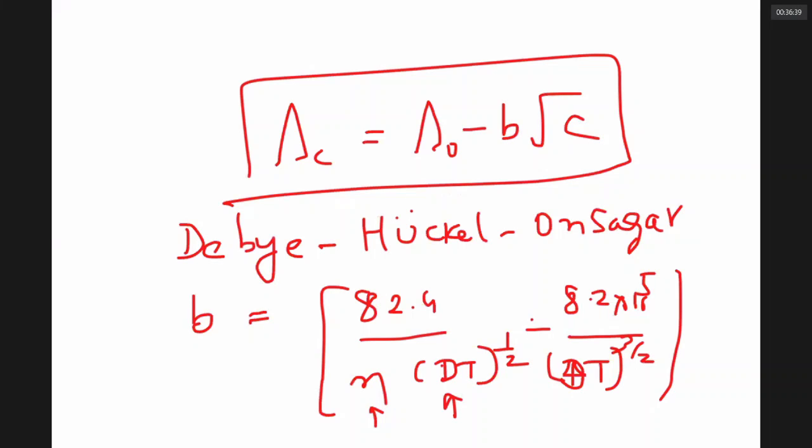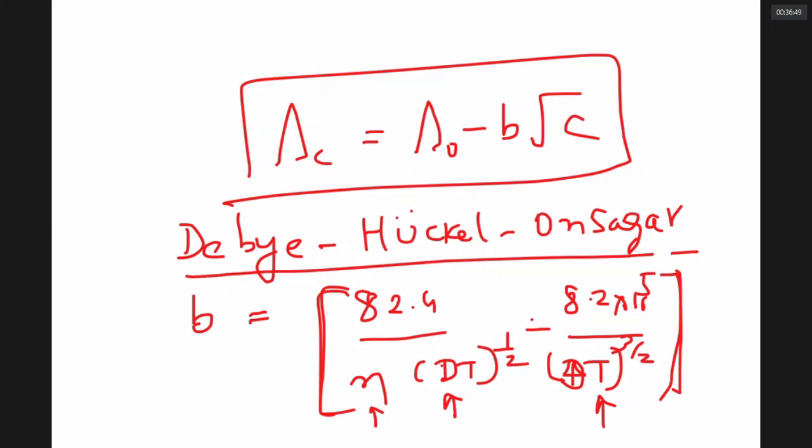D is called dielectric constant. T is called temperature. What B is has been worked out by these scientists. Notice that viscosity can affect the conductance. Dielectric constant is a property of liquids.